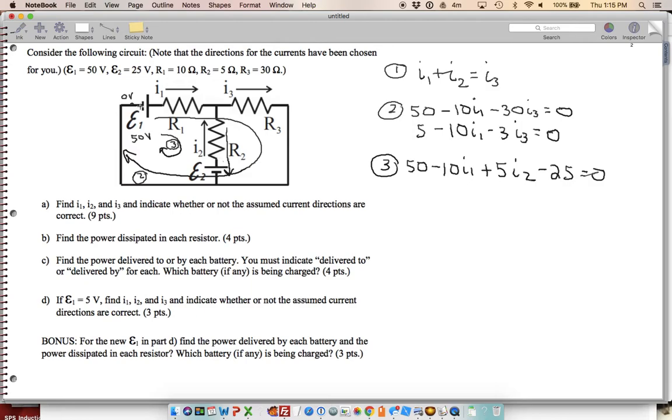So I start at 0, plus 50 because I'm going from the negative side to the positive side, minus I1 R1. Because I'm going opposite the current, this is going to be plus I2 R2. And now because I'm going from positive to negative, it's minus 25. So if I simplify this equation, I get 50 minus 25 is 25, minus 10 I1 plus 5 I2 equals 0. And I'm going to simplify, so I'm going to divide everything by 5. So I'm going to get 5 minus 2 I1 plus I2 equals 0.